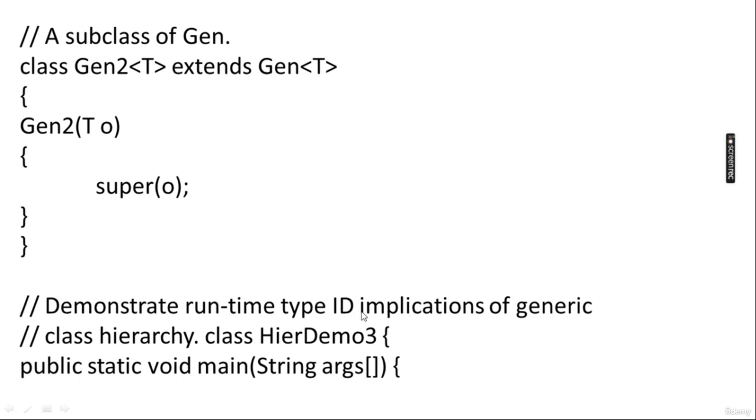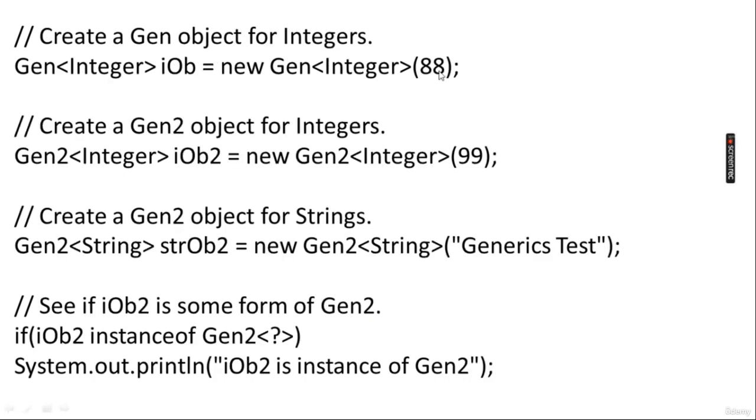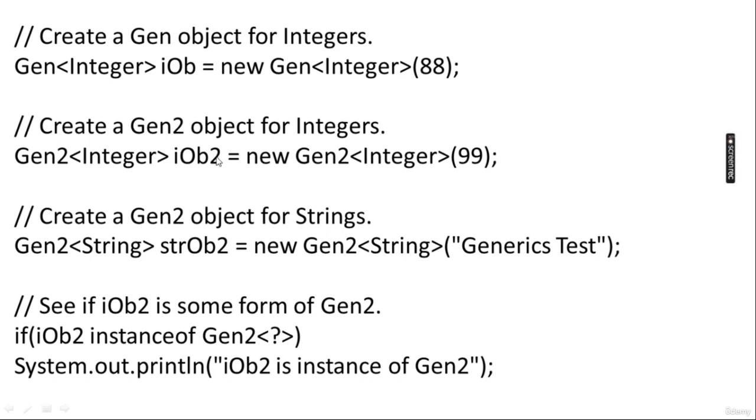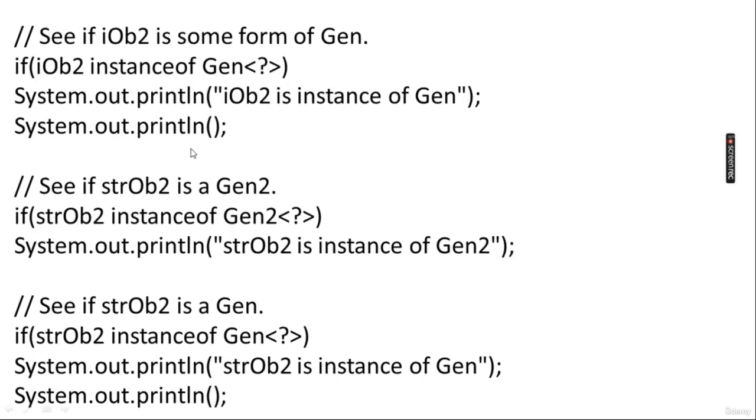Class hierarchy demo 3. In the main method, two objects are created: iOb with 88, iOb2 with 99, and strOb2 is equal to Generic2 string. Okay, if iOb2 is instanceof Generic2, what is iOb2? This is iOb2. It is an instance of Generic2, yes, it will give you true. Okay, so next, iOb2 instanceof Generic. Yes, iOb2 is an instance of Generic, because it is extending the class Generic.